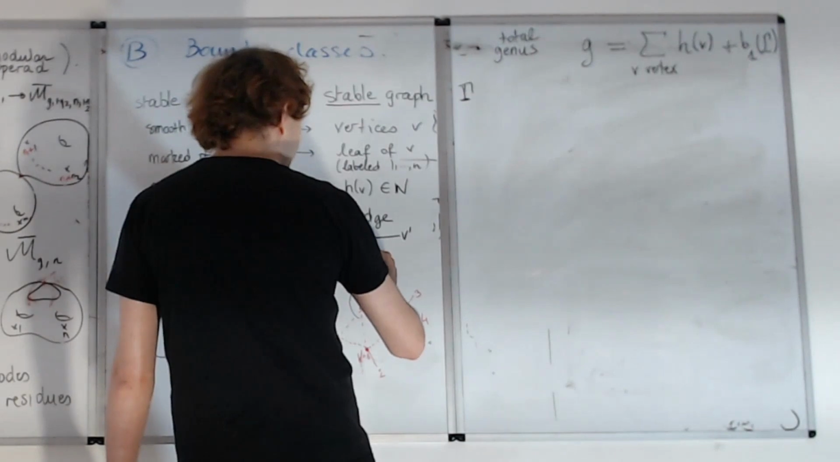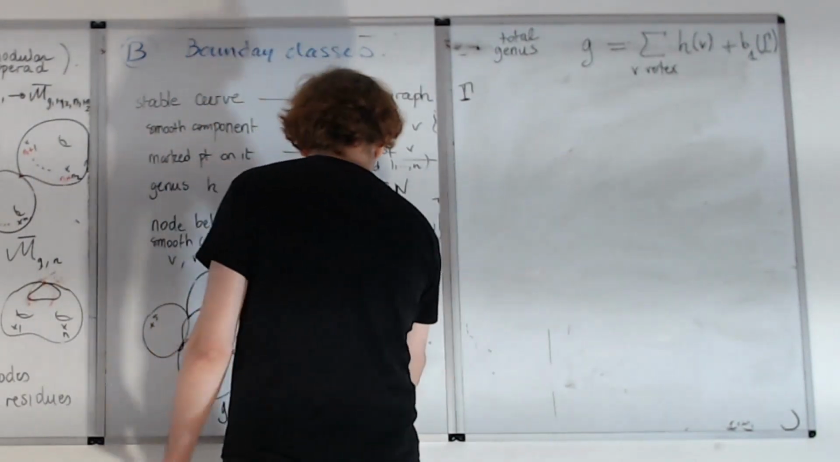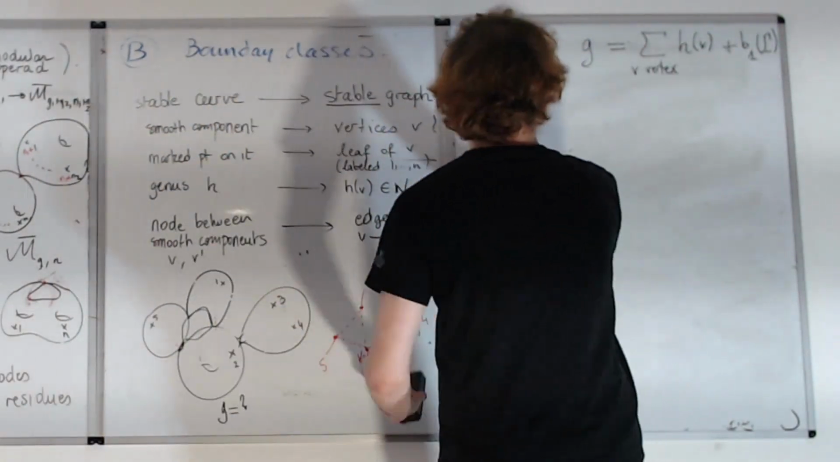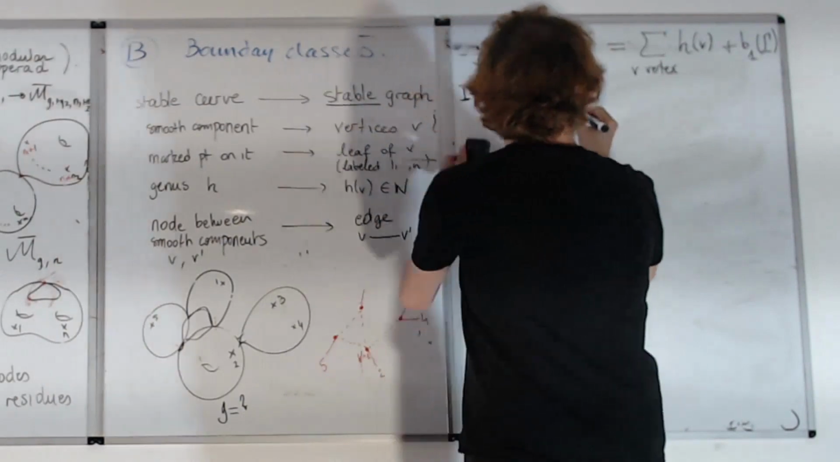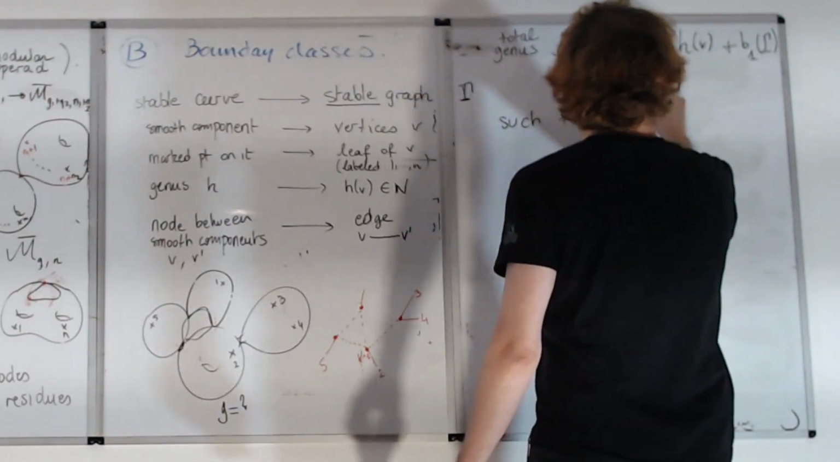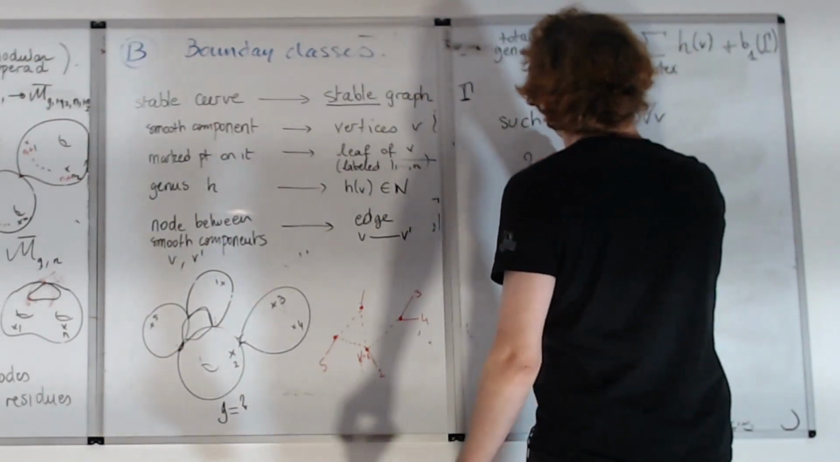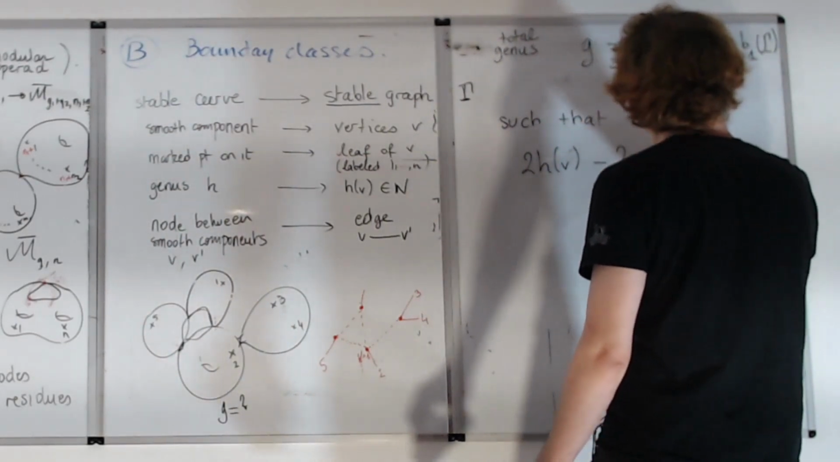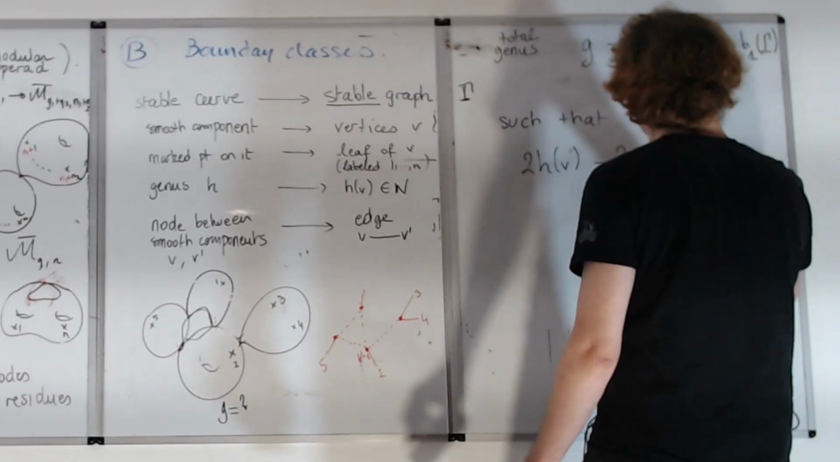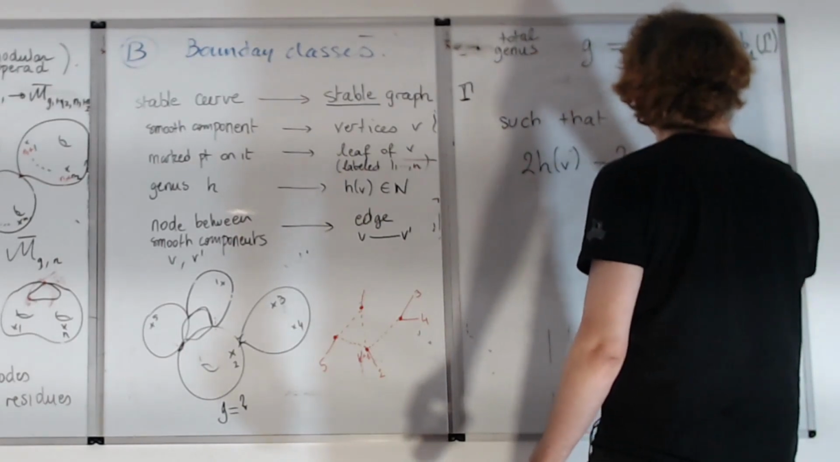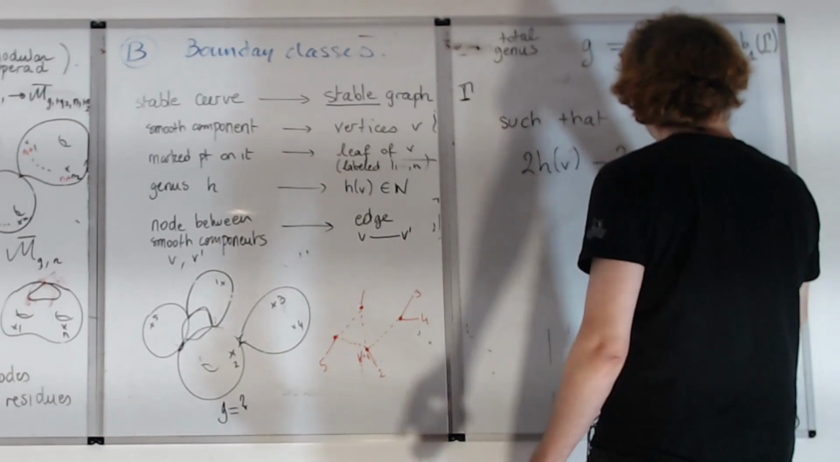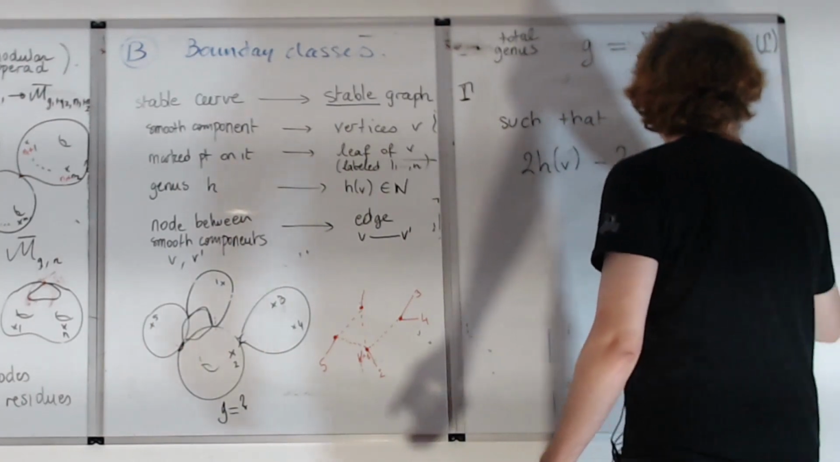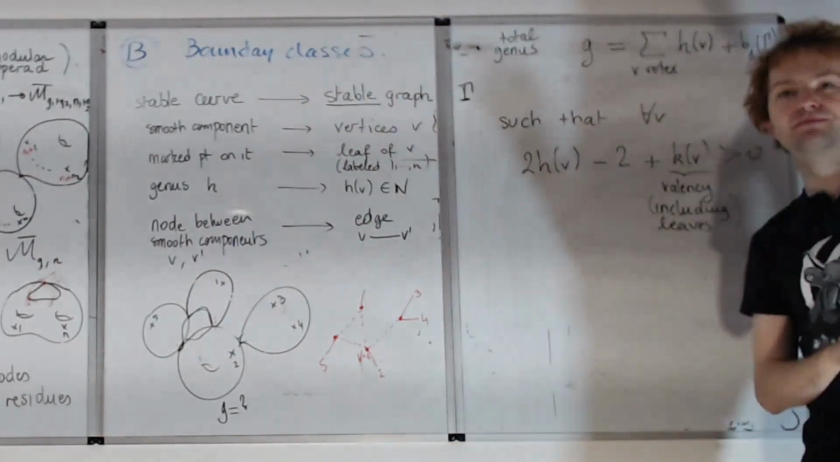for any vertex, maybe I write on the right, for any vertex, twice the genus minus 2 plus kV, where kV for me is the valency, so including the leaves, is positive.